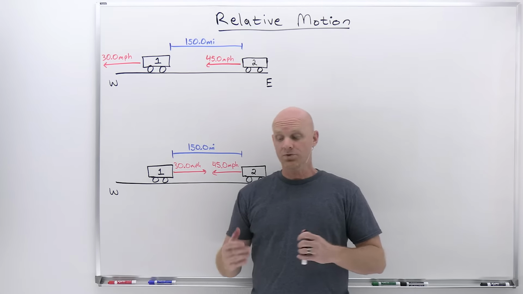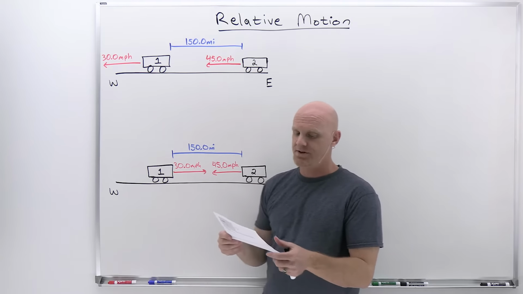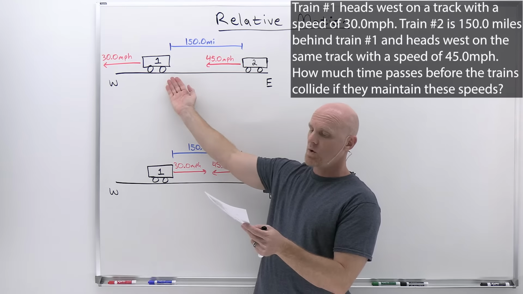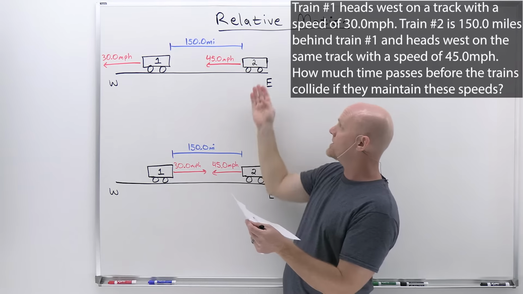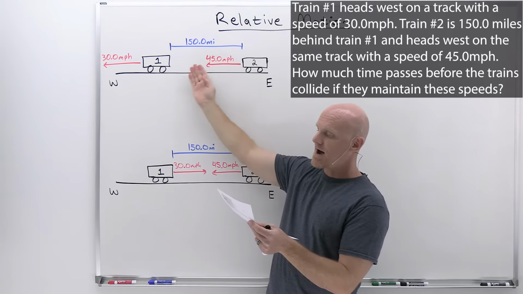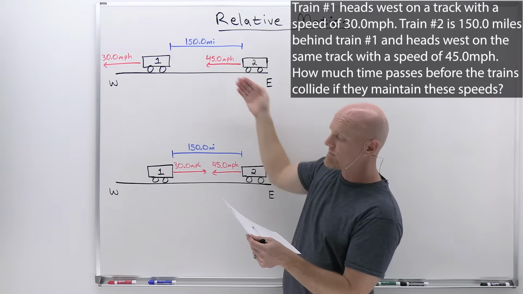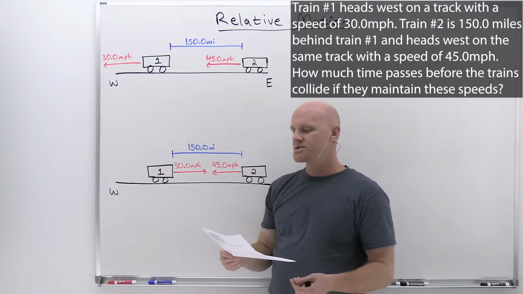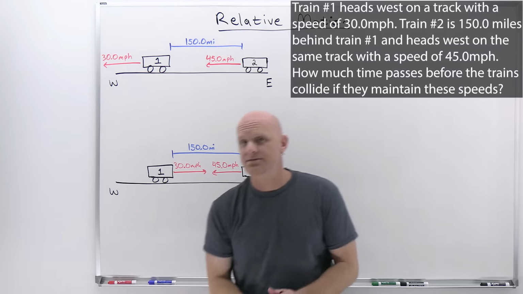All right, so let's deal with relative motion in this classical one-dimensional problem involving trains here. We've got train number 1 heads west on a track with a speed of 30.0 miles per hour. Train number 2 is 150 miles behind train number 1 and heads west on the same track with a speed of 45 miles per hour. How much time passes before the trains collide if they maintain these speeds?